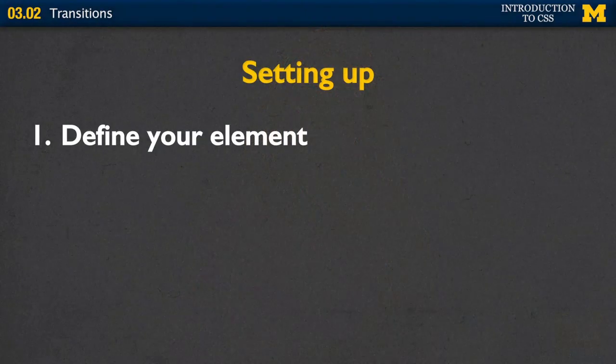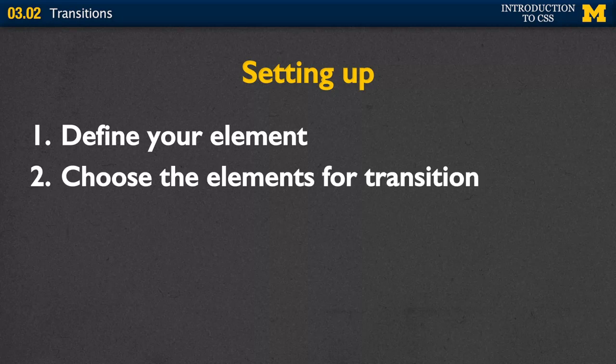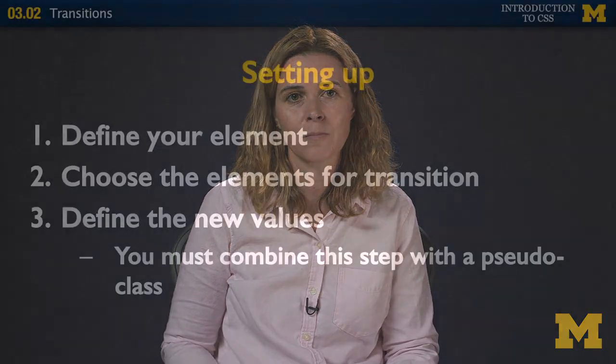All right, so let's go ahead and get started. If you want to use transitions, the first thing you need to do is just what you've been doing all along. Define your element and say what style you want it to have when you first load the page. Next, you want to choose which elements you want to transition. So you may have styled it with background color, color, width, and height. You don't necessarily want to change all of those things when you go into your transition. So pick the ones that you do want to change.